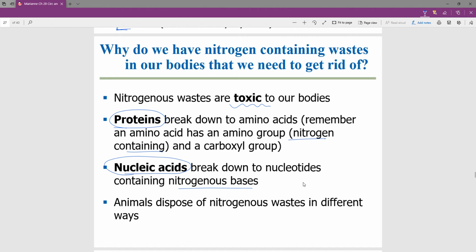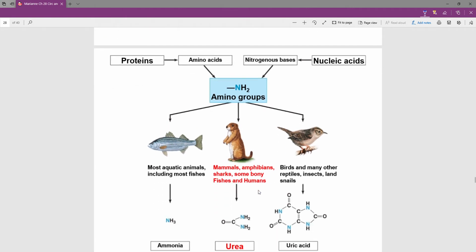Animals dispose of those toxic nitrogenous wastes in different ways. Obviously, we're going to focus on the way humans get rid of it. In the crash course, he goes on about what is and is not bird poop, if you would like to look at that, or how fish get rid of it. We're going to focus on mammals here because humans are mammals. Humans excrete their nitrogenous wastes, which came from the metabolism of proteins and nucleic acids, in the form of urea. And so urea is what we get rid of in our urine.